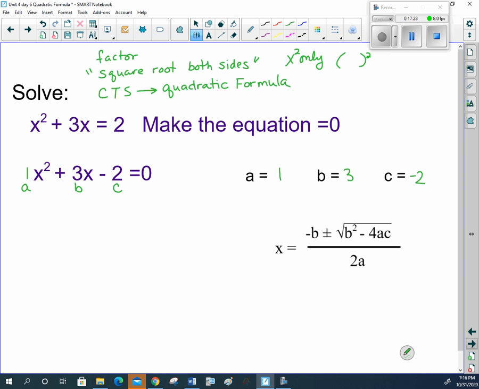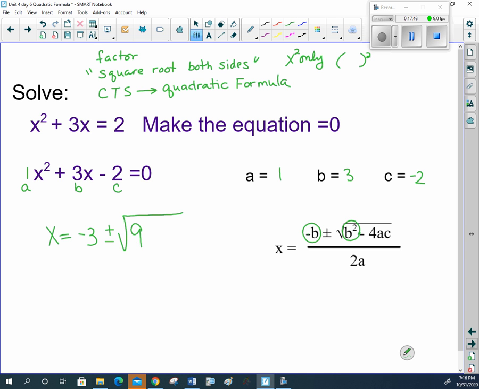Okay, so we're going to actually substitute the numbers into the quadratic formula. The quadratic formula says, take the opposite, right here, first step, take the opposite of b. B is a +3, so the opposite would be -3, plus or minus. Now I'm supposed to take b and square it. Well, I'm going to do that in my head. B squared, 3 squared, is 9.